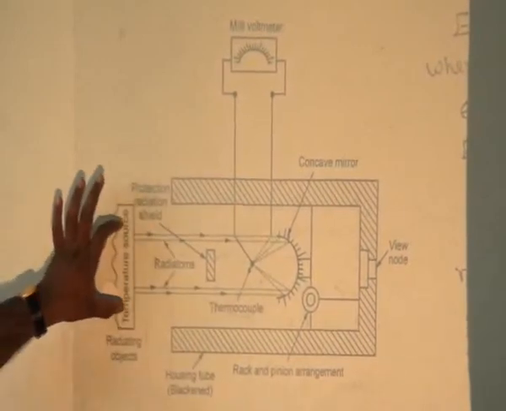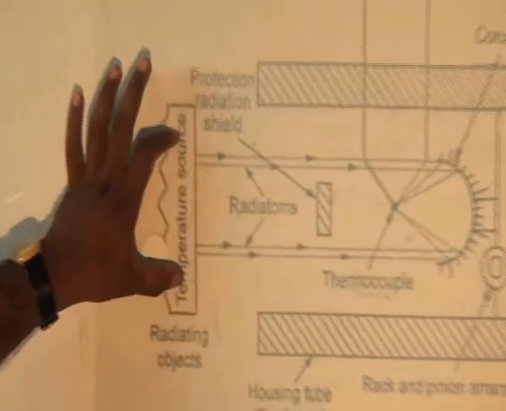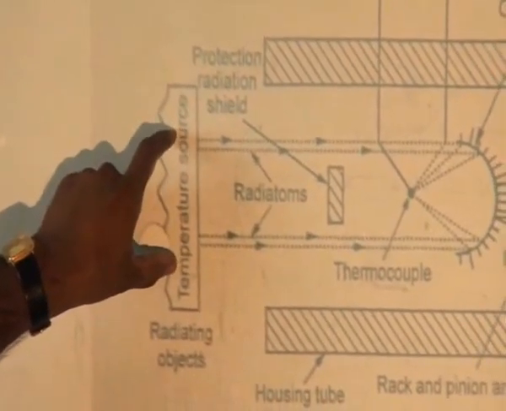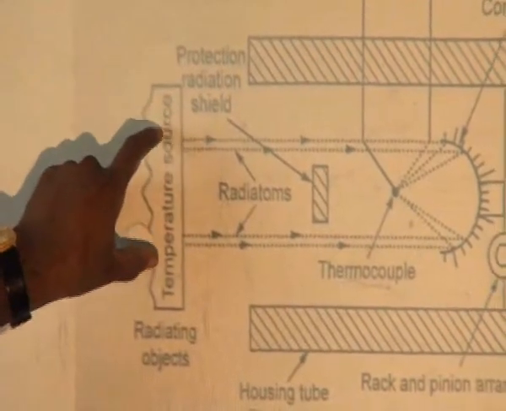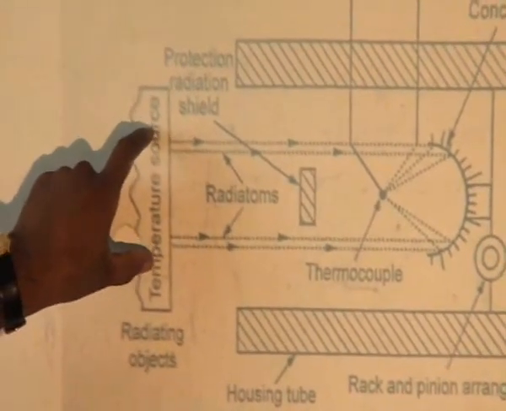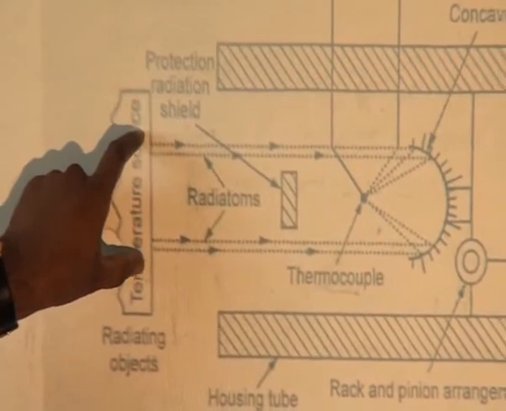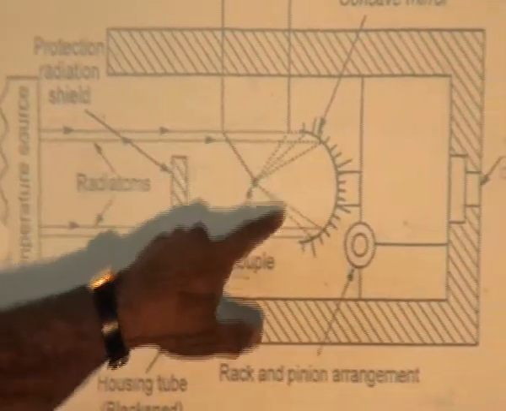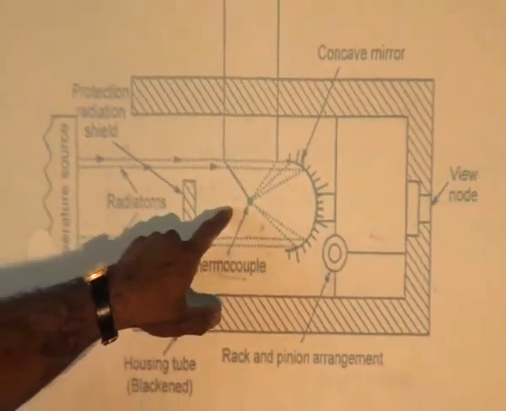So this is the temperature source. It is producing more temperature, for example more than 3000 degrees C. So we cannot measure it like this. So we can measure the component by using the radiation, only in the radiation level.